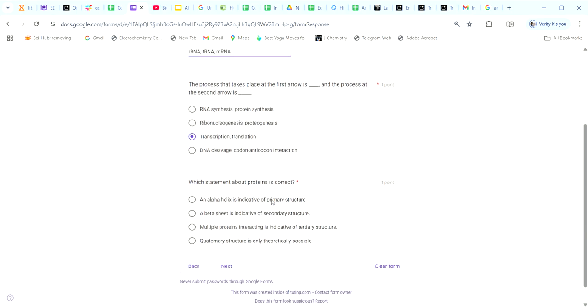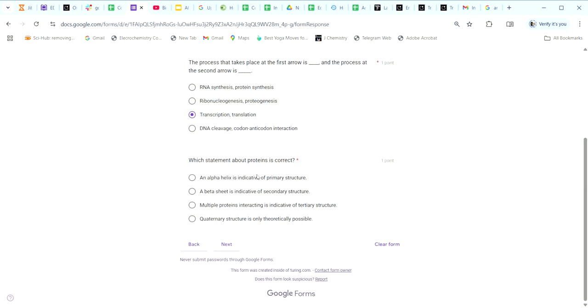Which statement about proteins is correct? Alpha helix is indicative of primary structure, beta sheet is indicative of secondary structure. Multiple proteins interacting is indicative of tertiary structure. Quaternary structure is only theoretically possible.